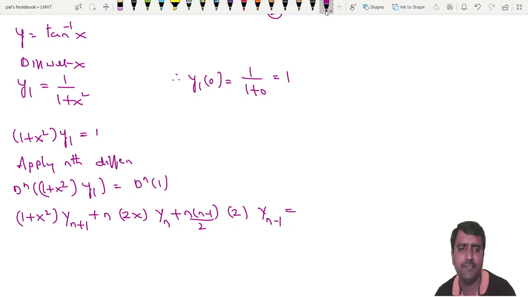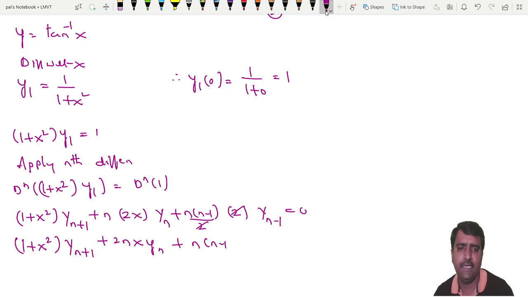So the right hand side is completely 0. So now this is 1 plus x square into yn plus 1, plus 2nx into yn. Here you can cancel this 2 and 2. Plus n into n minus 1 into yn minus 1 is equal to 0.